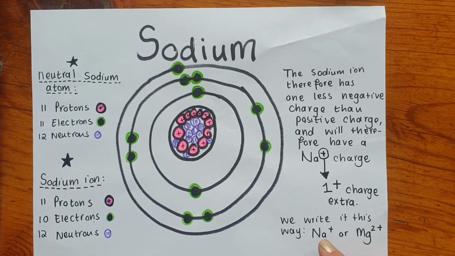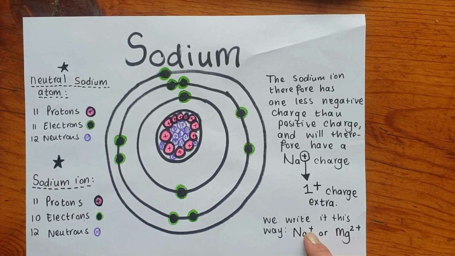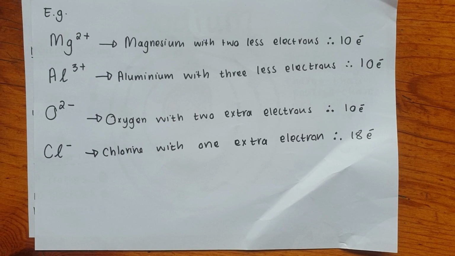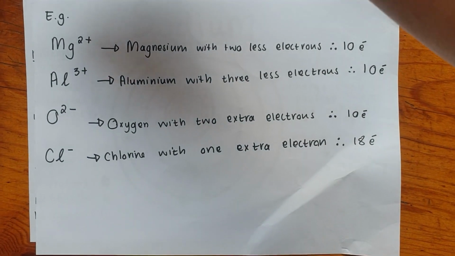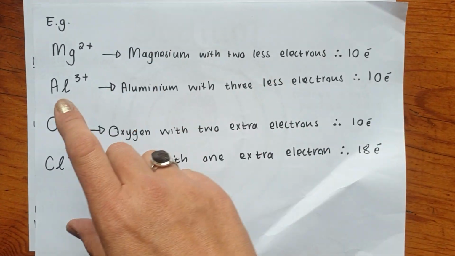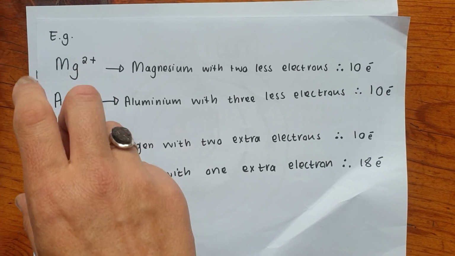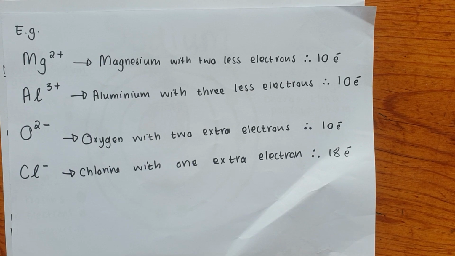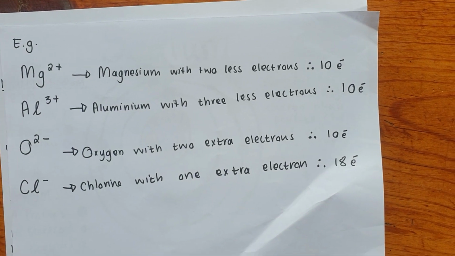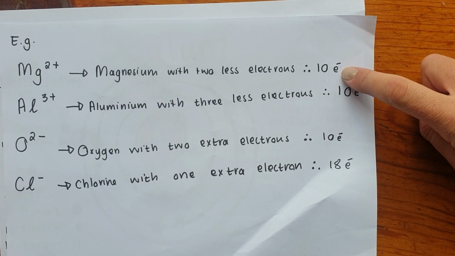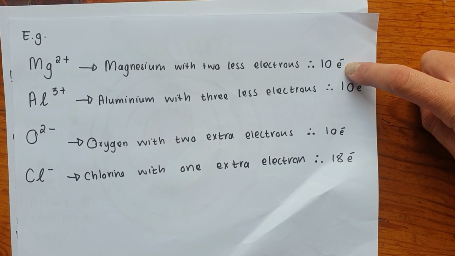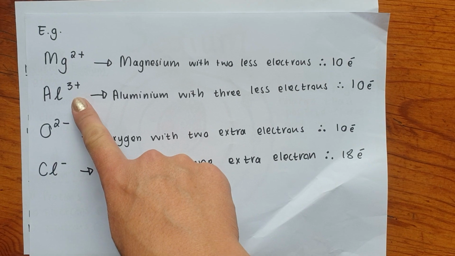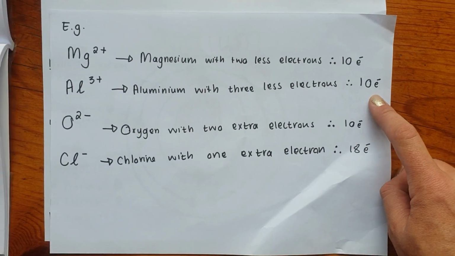You will also find this number here at the top on other elements on your periodic table. For example, magnesium. If you see magnesium 2 plus, it also means that magnesium lost 2 electrons, giving it 2 positive charge. So now it only has 10 electrons where it used to have 12. Or aluminium, the same thing. It used to have 13 electrons. Now it only has 10.